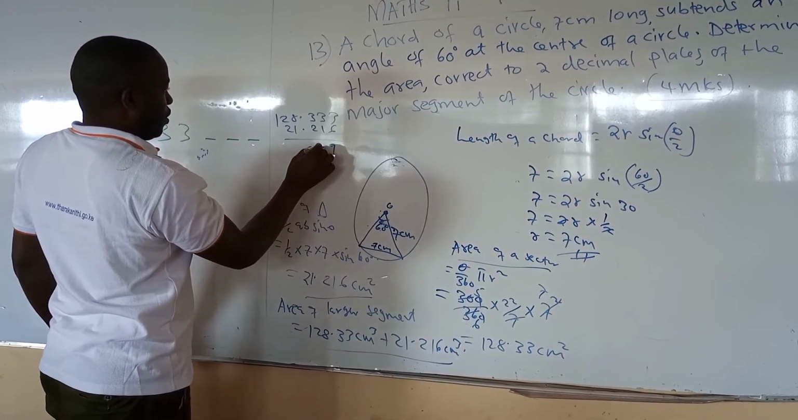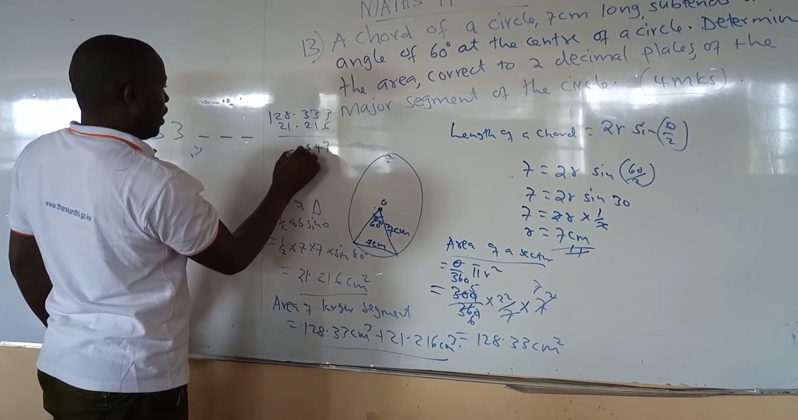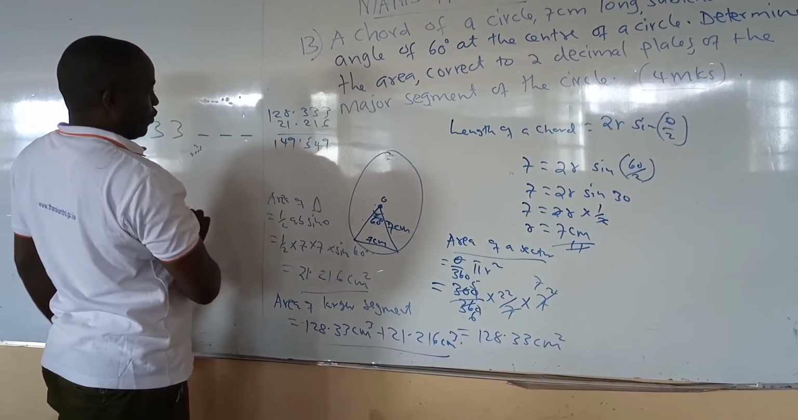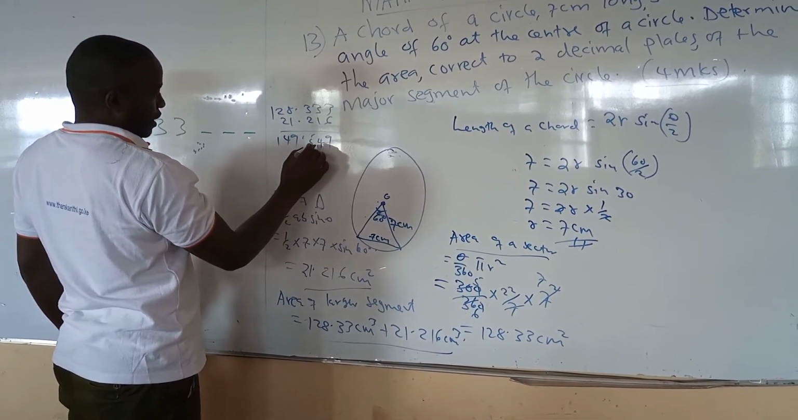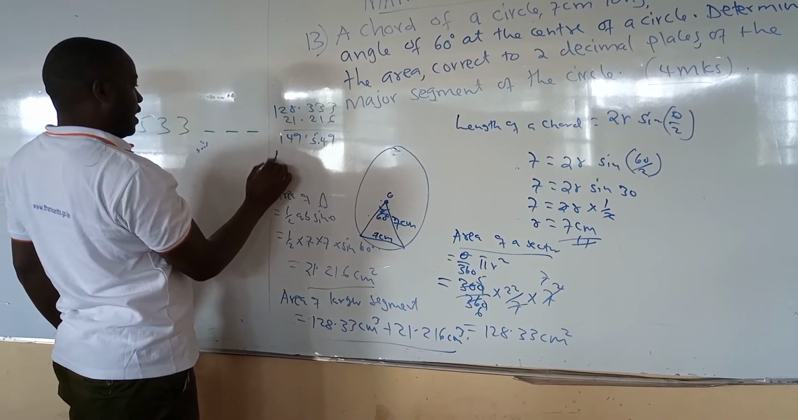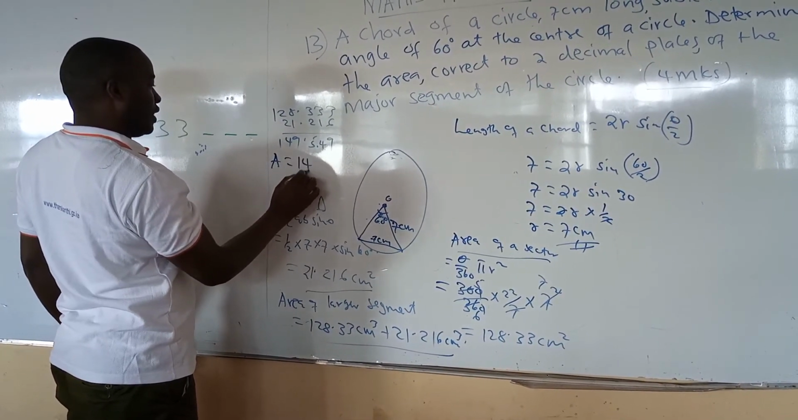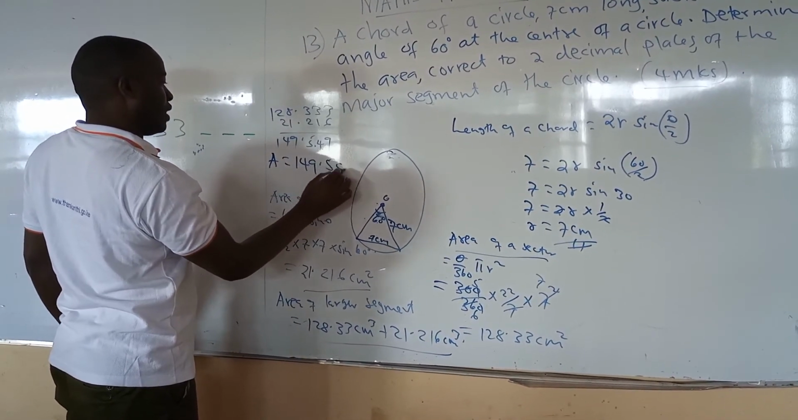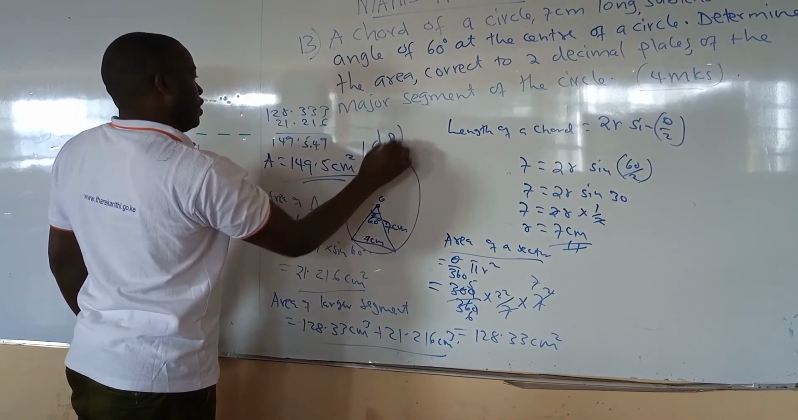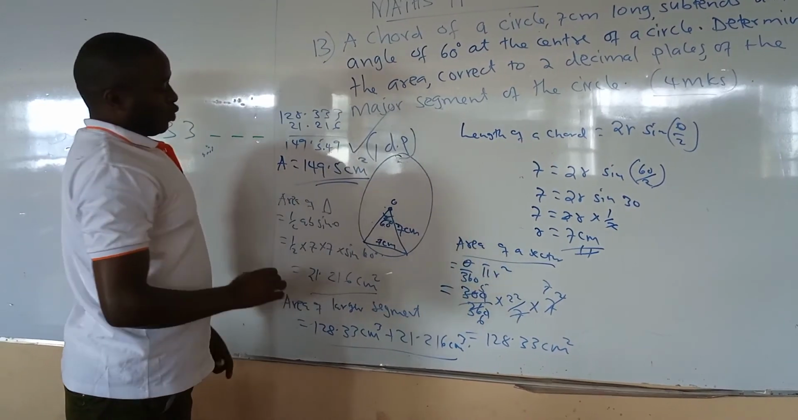You get 149.5 centimeters squared. This is to 1 decimal place. So that is what you were supposed to do.